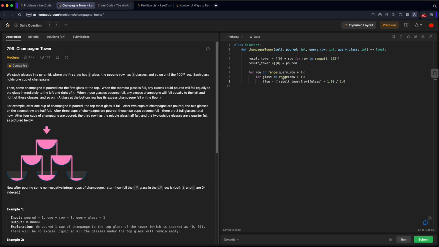So the amount of flow through this glass will be the amount of champagne that flows to this glass minus 1, because it's going to retain 1 glass worth of champagne. And then half of it will flow to the left and half will flow to the right. So this flow is maybe the half flow. Maybe I should call it half flow.